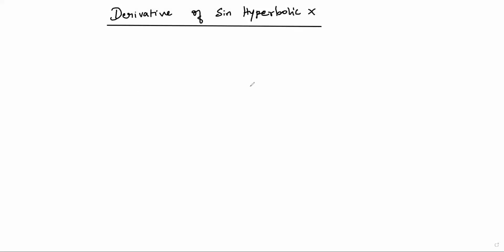Hi, in this video, we are going to see how to find the derivative of sine hyperbolic x. Already we know how sine hyperbolic x is defined. That is, sinh x is equal to 1 half times e to the power x minus e to the power negative x. Okay, now I'm going to find the derivative on both sides with respect to x.